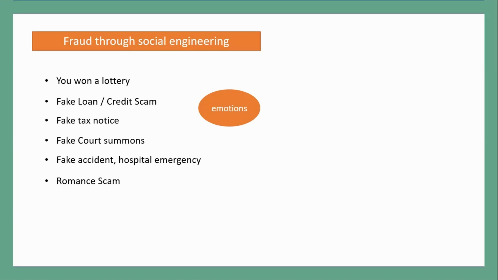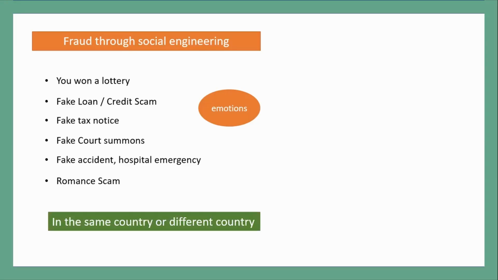Once emotions are triggered, then we become powerless in terms of choosing, and we end up doing what the other person wants. So that's why it is called social engineering. The events are being engineered to trigger emotions so that the fraudster can demand money. And again, in this case also, the fraudster could be in the same country or in a different country.